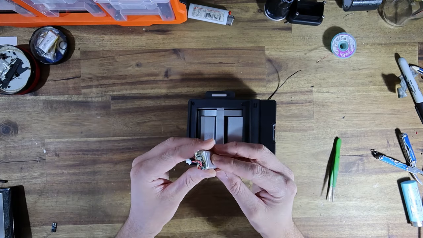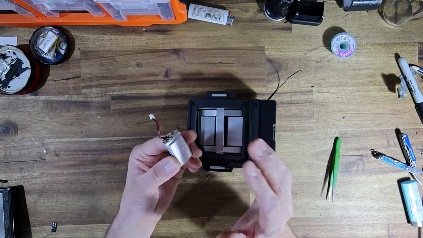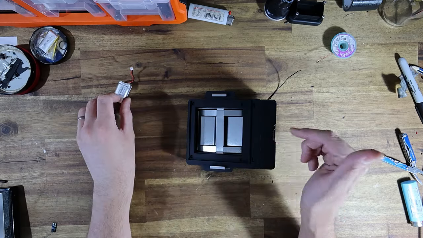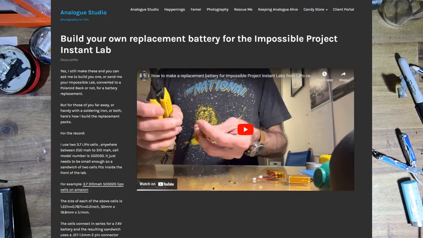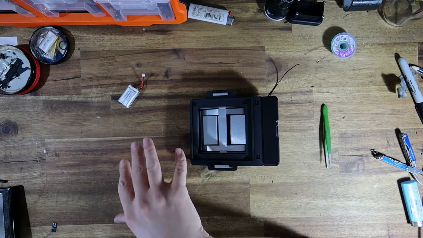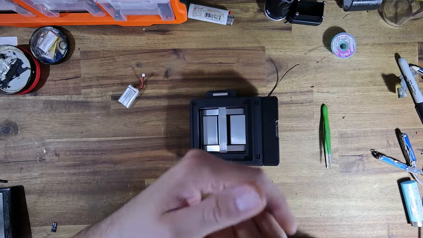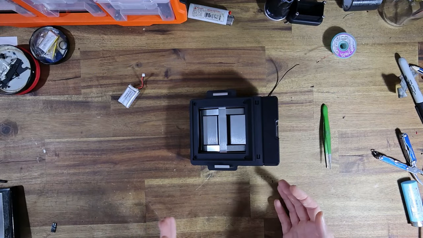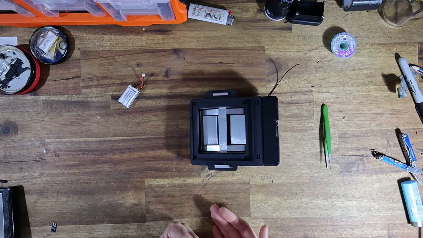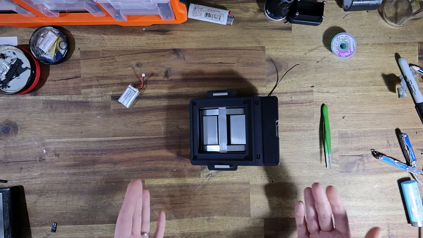Now, there's a guy online who's put together a guide with how to build batteries for the Instant Labs. And effectively, he just takes two individual cells, wires them in series, and calls it a day. But there's no balancing chip. The problem I have with that is that balancing chip is there for a reason. It's there to prevent overcharging, uneven cell distribution, and ultimately things like premature wear and tear, and even the potential for heat and fire.